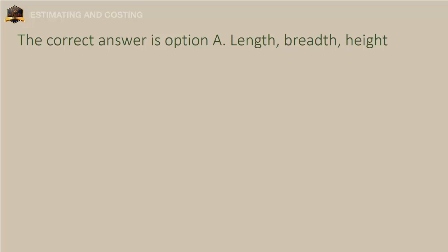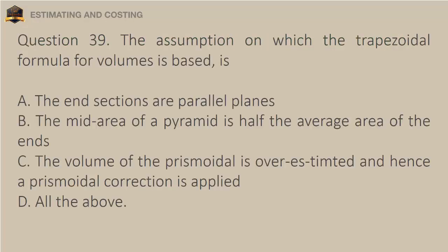sqm. Question 39. The assumption on which the trapezoidal formula for volumes is based is A. The end sections are parallel planes. B. The mid area of a pyramid is half the average area of the ends. C. The volume of the prismoidal is overestimated and hence a prismoidal correction is applied. D. All the above. The correct answer is option B, 230 kilometers.